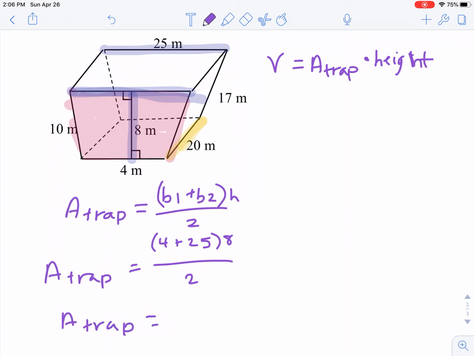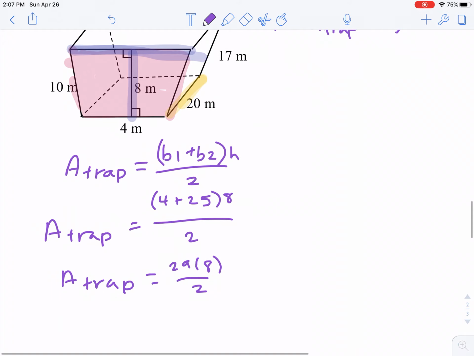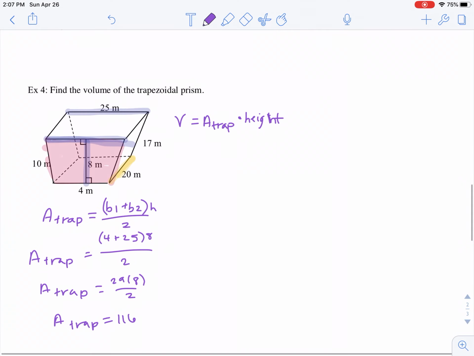And so when I do that, I get my area of a trapezoid to be, let's see, 29 times 8 divided by 2, so I get 116. So my volume formula is going to be 116 times the height.